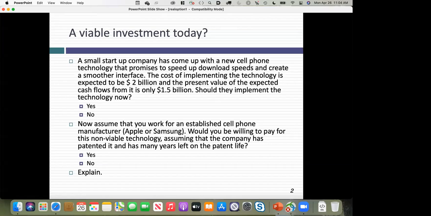Things can change, right? I mean, there was a time when people looked at technologies that today are huge blockbusters and said, that's never going to work. But things can change. One of the things we're going to talk about today is why you might pay for a non-viable technology, the rights to do something that right now are not worth very much, but could be worth in the future. It's an option argument.